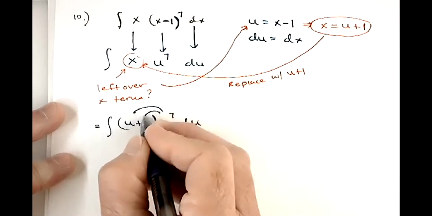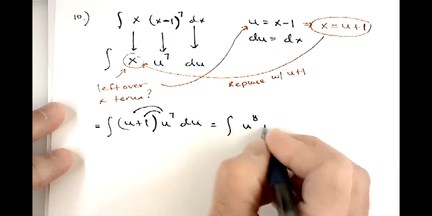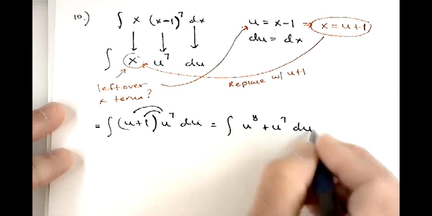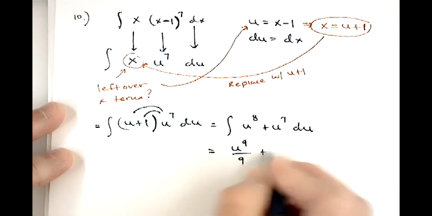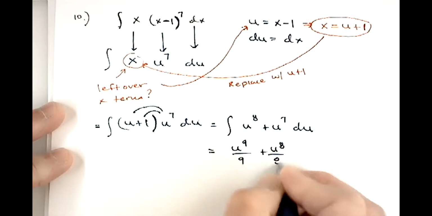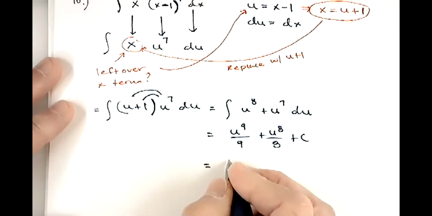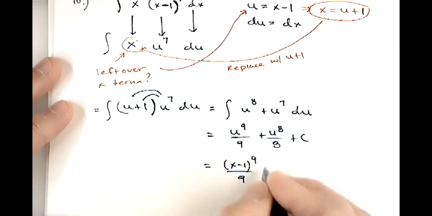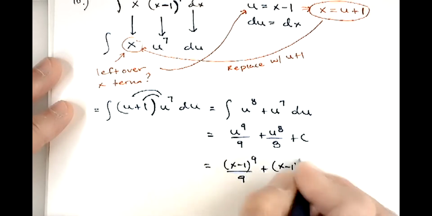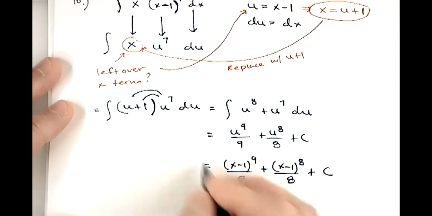I could just distribute that in here, giving me U to the 8th plus U to the 7th, and then do my power rule. So it's X minus 1 to the 9th over 9 plus X minus 1 to the 8th over 8 plus a constant.